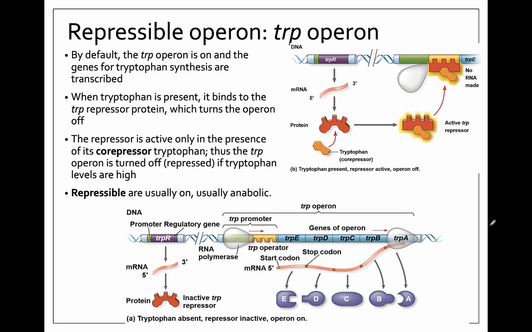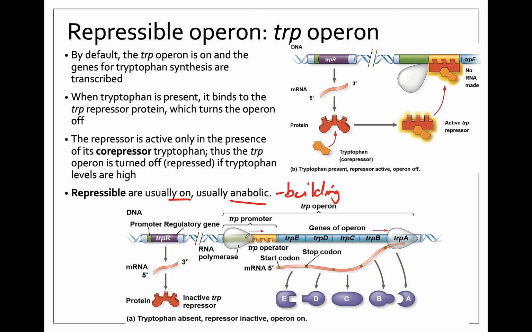There's two different types or classes of operons that we see in bacteria. The first is called the repressible operon. So an example of this is the trp operon, which makes tryptophan for bacteria. So a repressible operon is by default on. So these are going to be in the on position, and then they can be repressed or turned off when they need to be. These are typically anabolic, which means they're going to be building something. In this case, we're going to be building tryptophan.